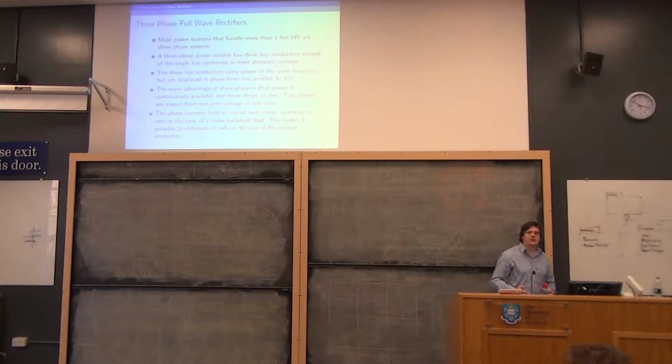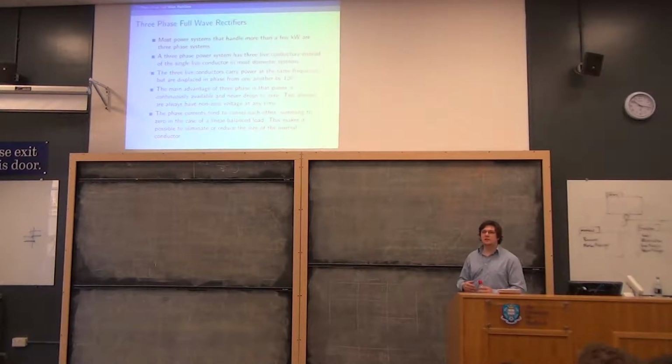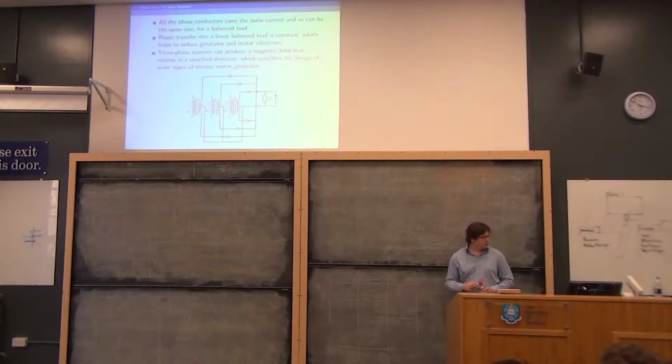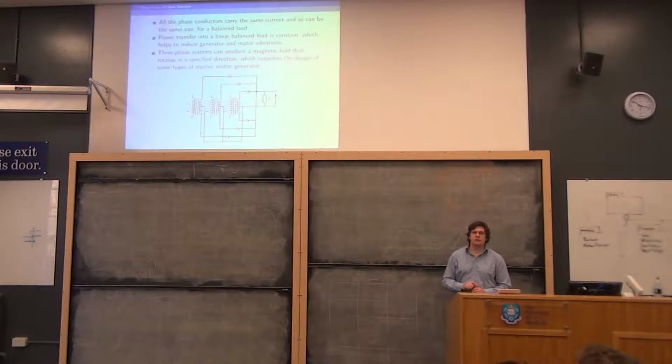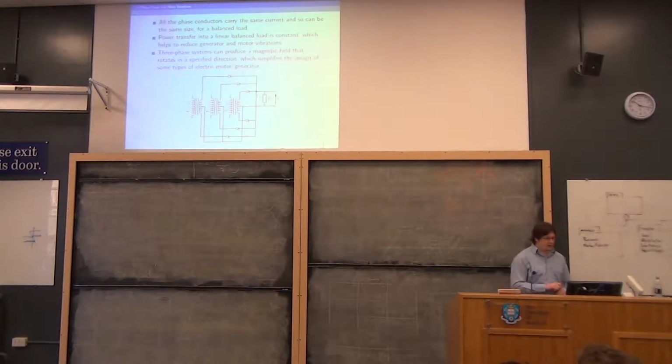And the same goes for a machine. If you've got a machine and you run it on three-phase, you would expect the three phases to take broadly the same power into the machine. So if all the phase conductors carry the same current, more or less, they can all be about the same size. And the power transfer into a linear balanced load is constant.